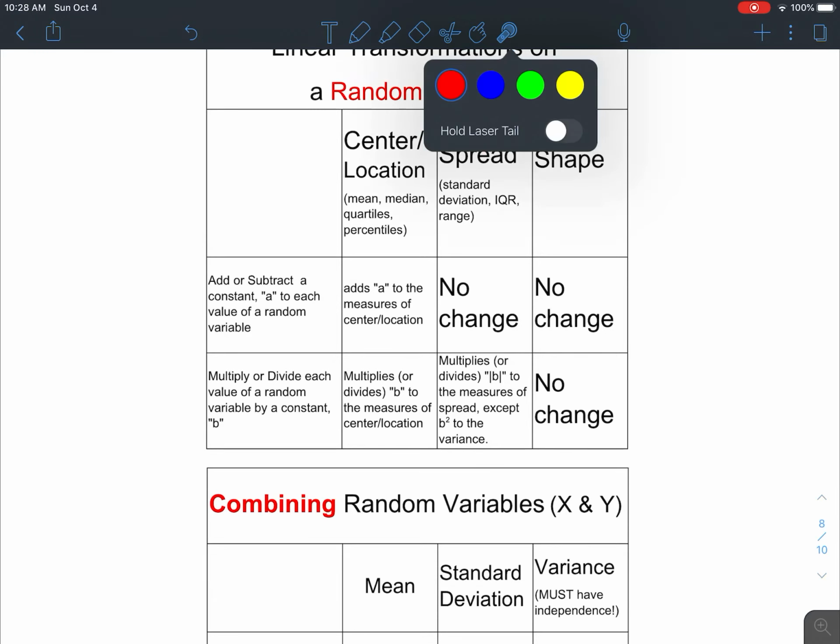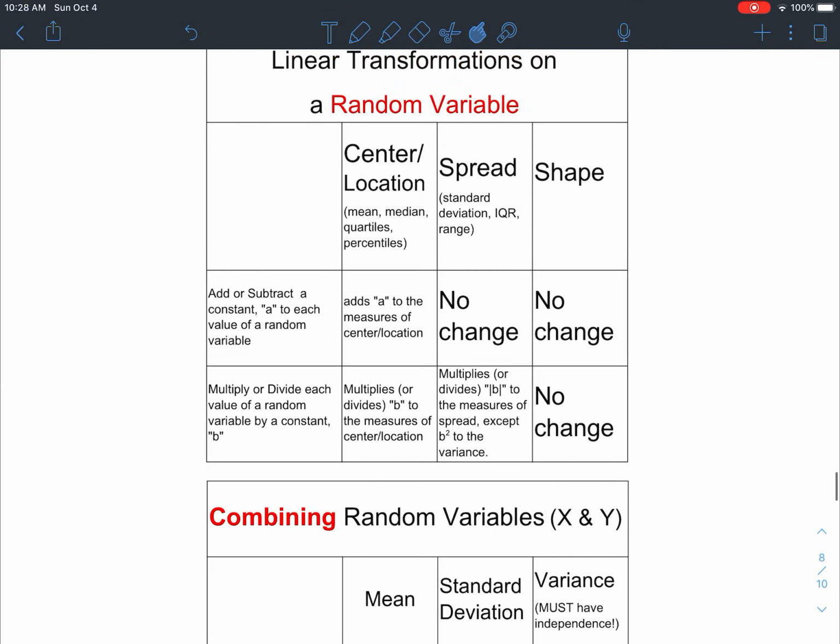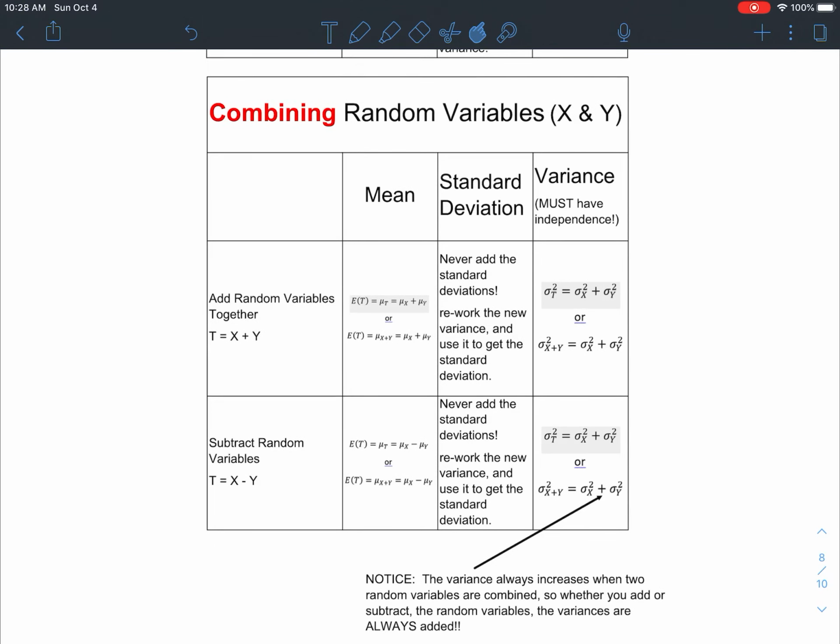Okay, to wrap up this section in 6.2 where we've been discussing random variables and performing transformations, both on a single random variable and then combining two random variables together. If you recall, the rules for performing a transformation on a single variable follow the exact same rules as performing a transformation on an entire data set, in terms of what's affected by addition and subtraction and what's affected by multiplication and division.